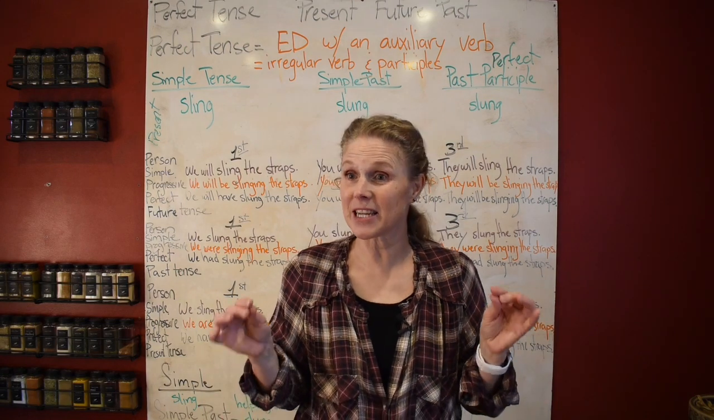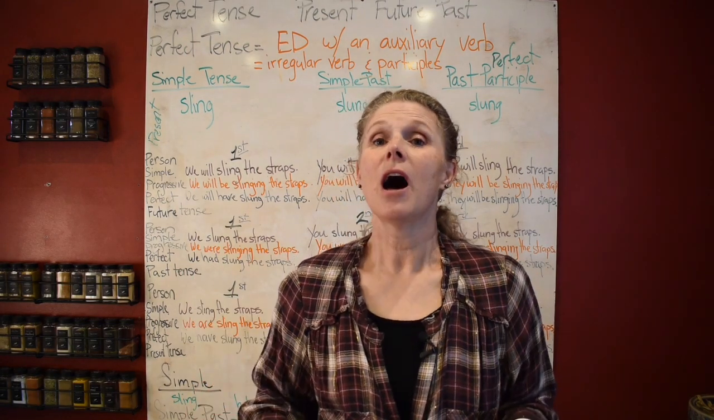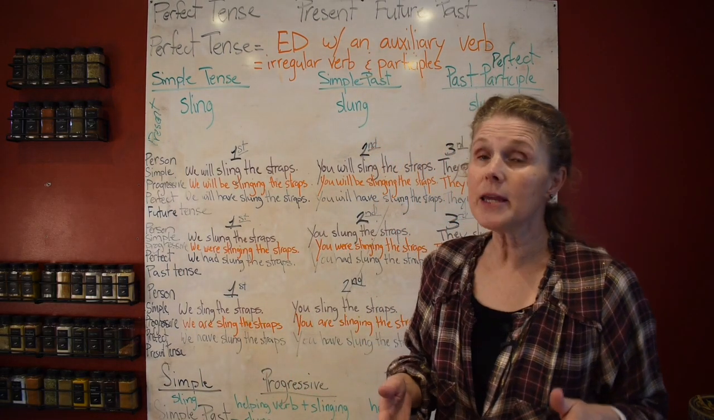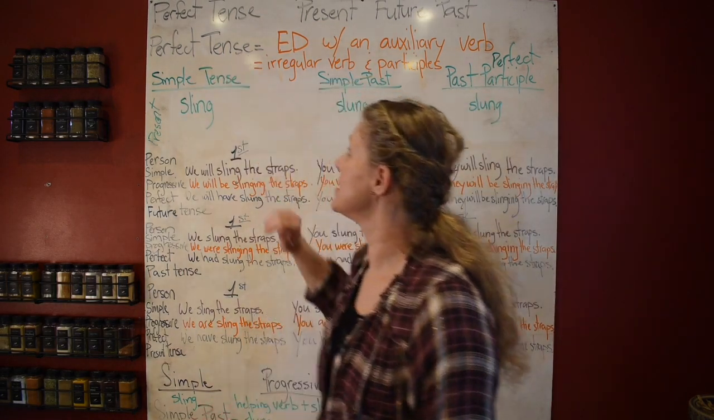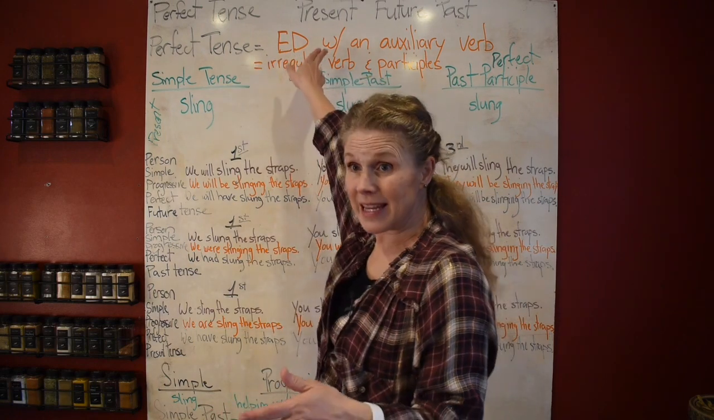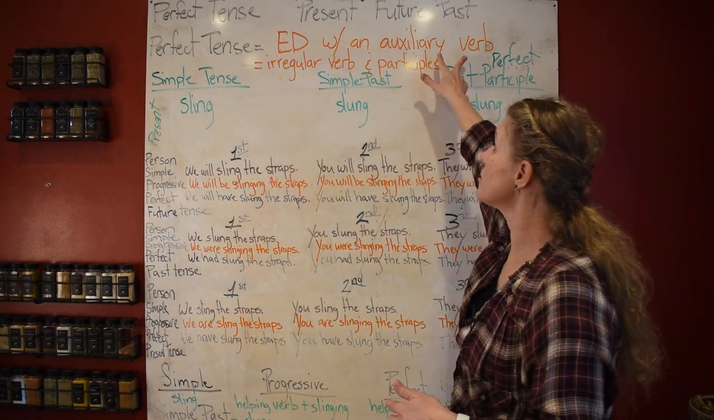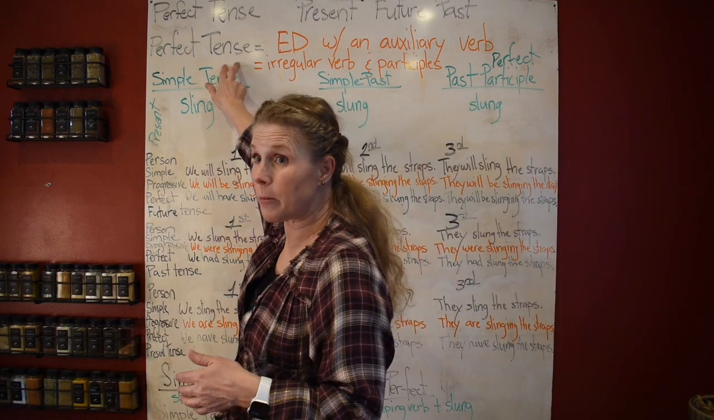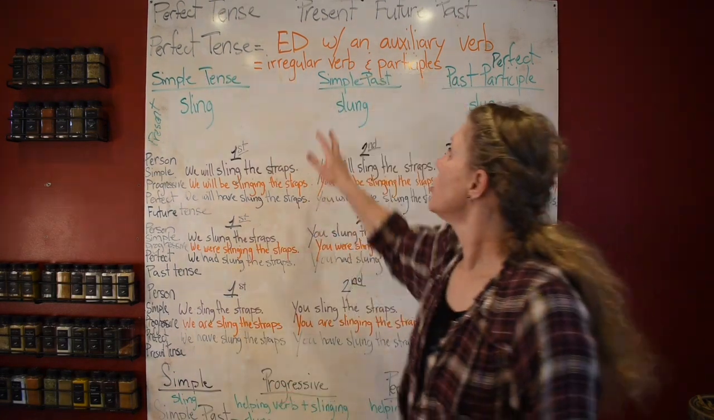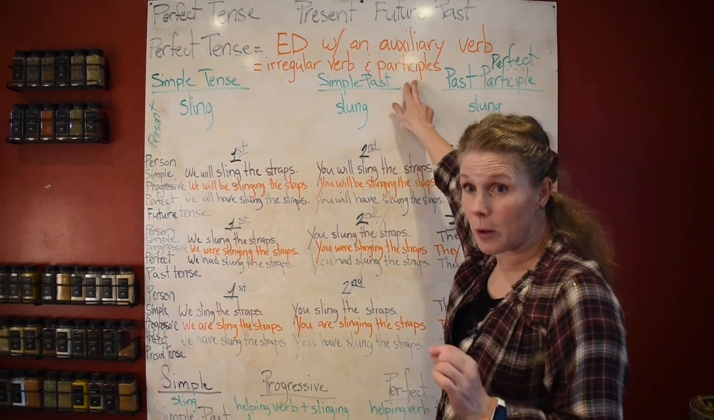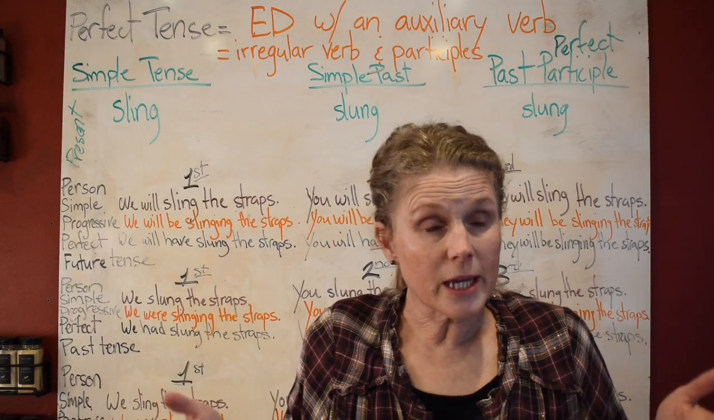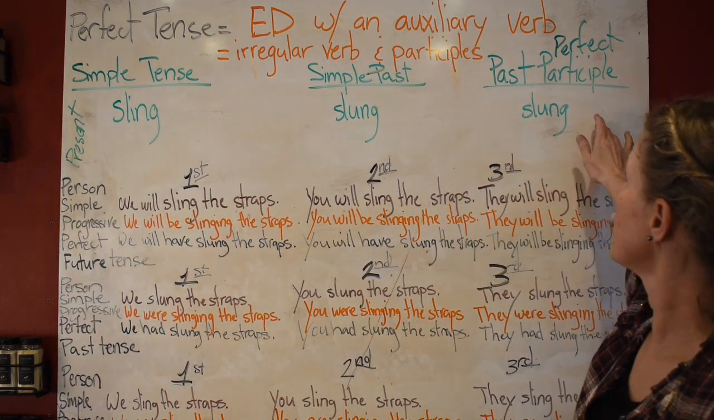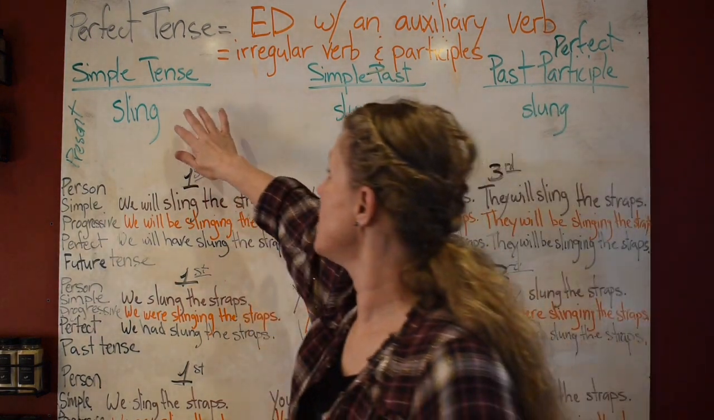Hi everyone, this is the continuation lesson of 92, part 4, and we are talking about the perfect tense. The perfect tense is the EDs with the auxiliary verb. You have to have an auxiliary verb when it is put in the perfect tense, but it's also your irregular verbs and your participles. So when you look in the dictionary, you are going to see these 3 words, or you're going to maybe just see 2 words.